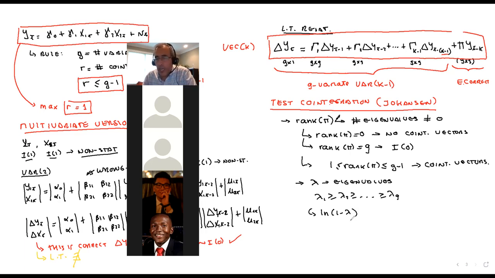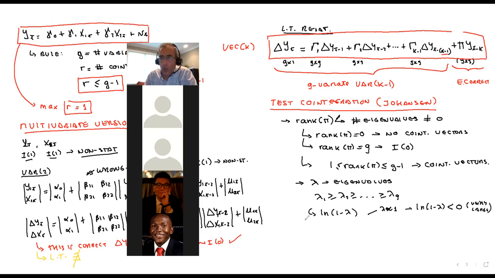What happens here? Remember, lambda is limited between 0 and 1. This is standardized between 0 and 1. So what happens when lambda equals 1? This number is going to be ln of 0, right? Ln of 0 is going to be infinite, a very, very negative number. So if lambda is approximately equal to 1, ln of 1 minus lambda is a very, very large negative number.